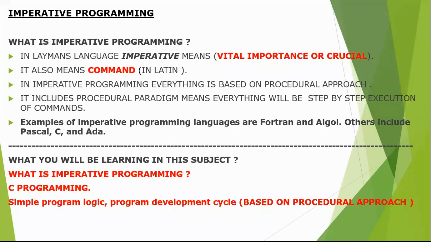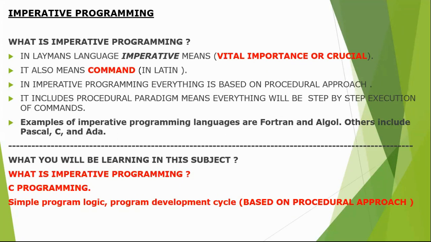So in this particular subject, we are dealing with C programming. It includes a procedural paradigm, meaning everything will be step by step execution of commands. So examples of imperative programming languages, as we have discussed, are Fortran and Algol, and others include Pascal, C, and Ada. So we will be basically discussing C programming. So what you will be learning in this subject: what is imperative programming? It is important or crucial. So you'll be mostly dealing with C programming concepts.